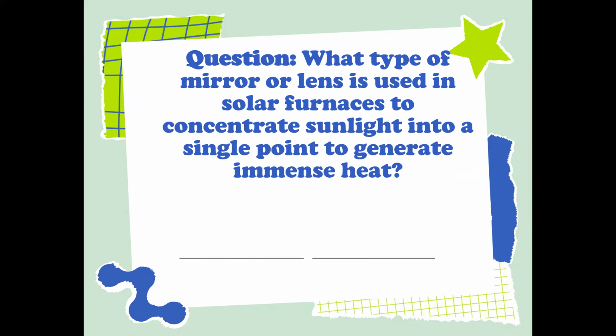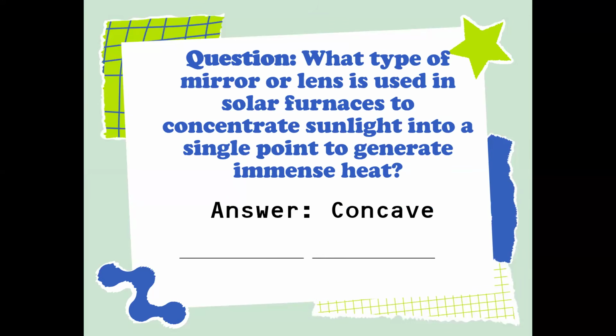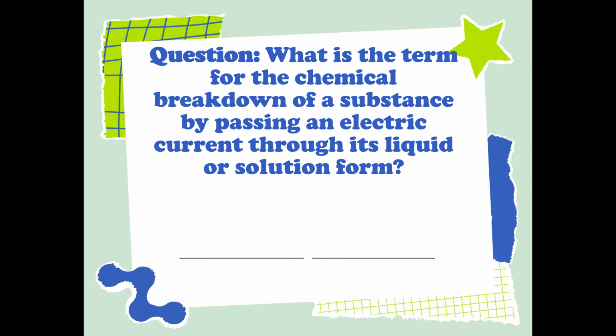Now, the next, what type of mirror or lens is used in solar furnaces to concentrate sunlight into a single point to generate immense heat? The answer is concave. Now, the next, what is the term for the chemical breakdown of a substance by passing an electric current through its liquid or solution form? The answer is electrolysis.